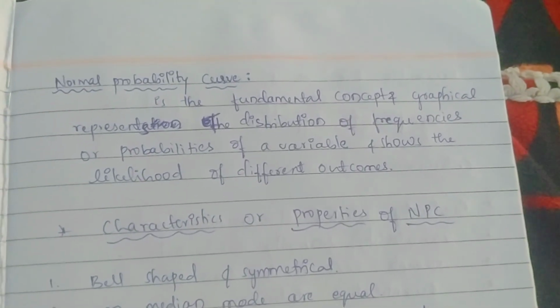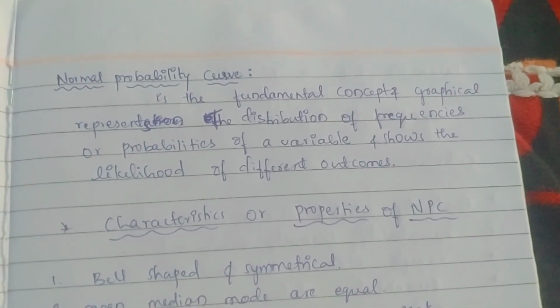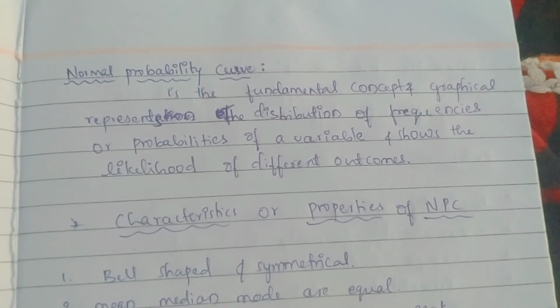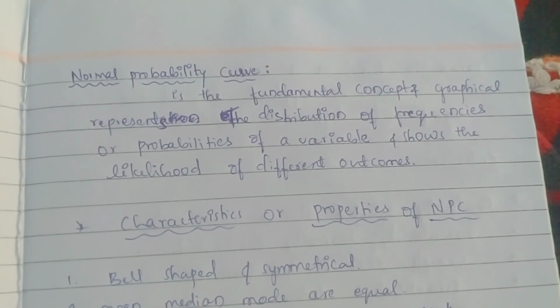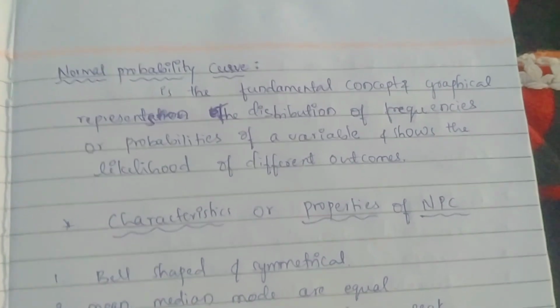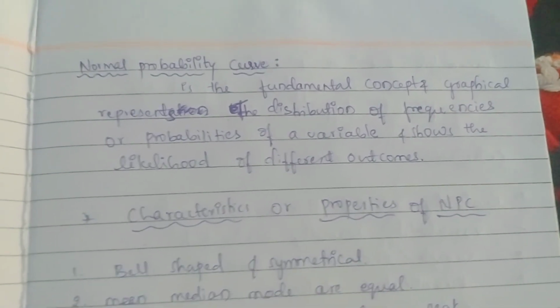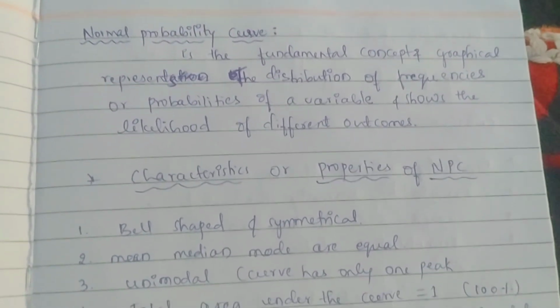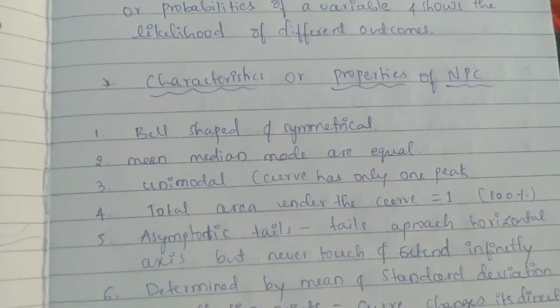Good evening to all. We'll discuss the normal probability curve, a fundamental concept that graphically represents the distribution of frequencies or probabilities of a variable and shows the likelihood of different outcomes. So, the characteristics or properties of the normal probability curve.